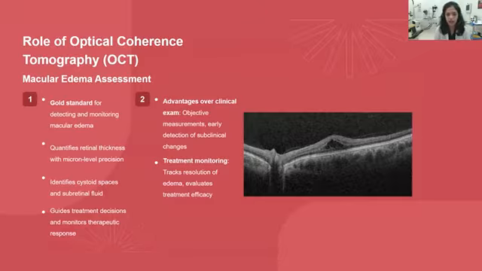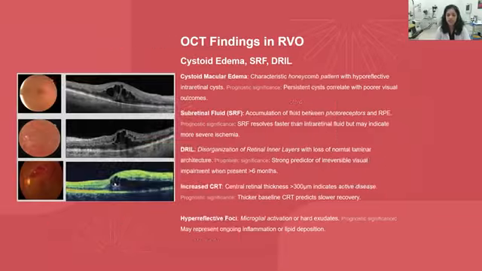So what are the most common OCT findings in RVO? You might have seen a lot in diabetic retinopathy. Even RVO might have very similar findings of cystoid macular edema with a honeycomb pattern. You can see the first picture on the top with hyporeflective intraretinal cysts. Persistent cysts correlate with poorer visual outcomes. Subretinal fluid, that is accumulation of fluid between the photoreceptors and the RPE. The SRF resolves faster than intraretinal fluid, but may indicate more severe ischemia. You can also have DRIL, that is disorganization of the retinal inner layers with loss of normal laminar architecture, which is of poor prognostic significance.